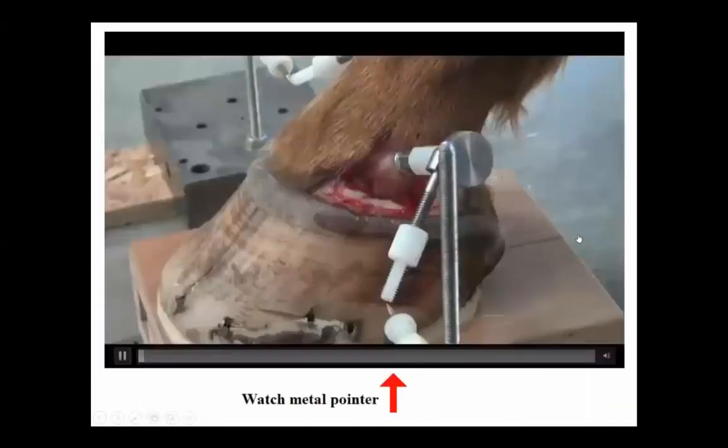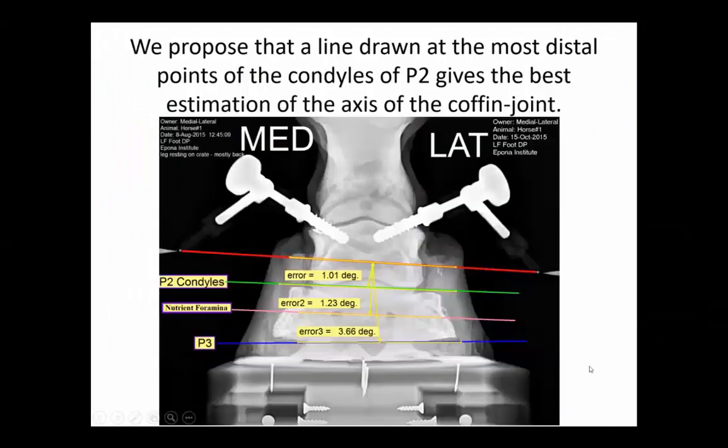I'm just flying through this because we're out of time. Here's the result. The red line is the experimentally located axis of rotation, which is about where it should be. And then the green line, the nutria foramina, and the bottom of the P3 bone. And the nutria foramina are pretty good, as it turns out, and some other things we've looked at.